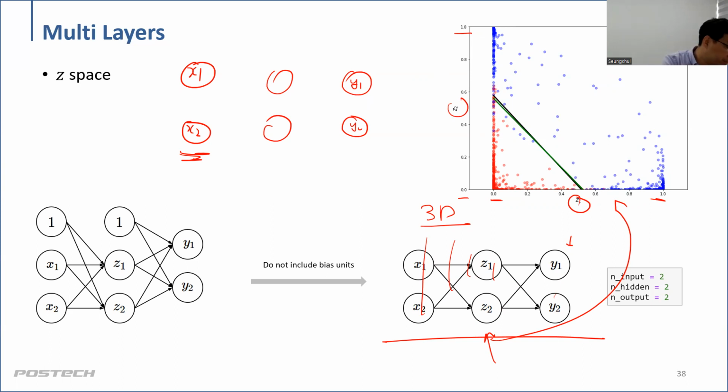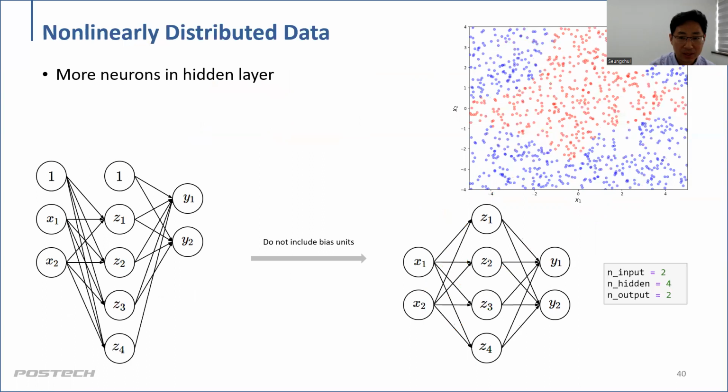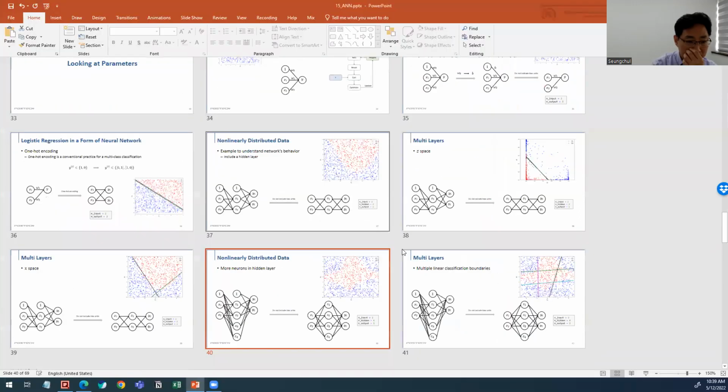Okay. And let me ask, now I have different data. Again, it's binary classification, but as you can see over there, it's non-linearly distributed. And let me change the problem.